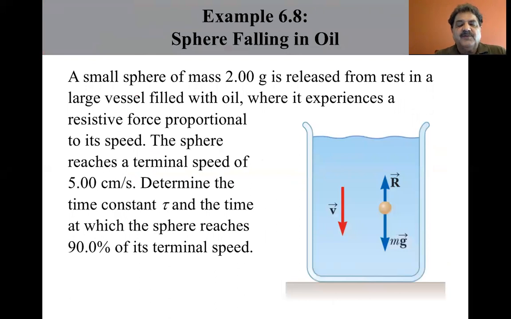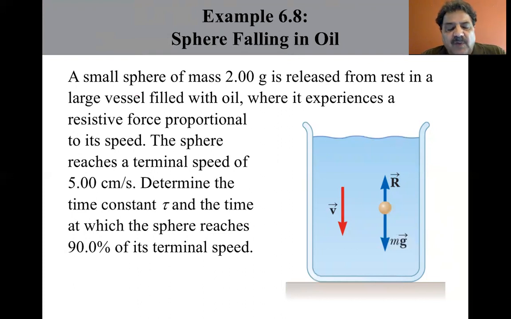Okay, a small sphere of mass 2 grams is released from rest in a large vessel filled with oil, where it experiences a resistive force proportional to its speed. The sphere reaches a terminal speed of 5 centimeters per second. Determine the time constant tau and the time at which the sphere reaches 90% of its terminal speed. Okay, we conceptualize this problem as follows. With the help of the figure, we imagine dropping the sphere into the oil and watching it sink to the bottom of the vessel. If you have some thick shampoo in a clear container, drop a marble in it and observe the motion of the marble.